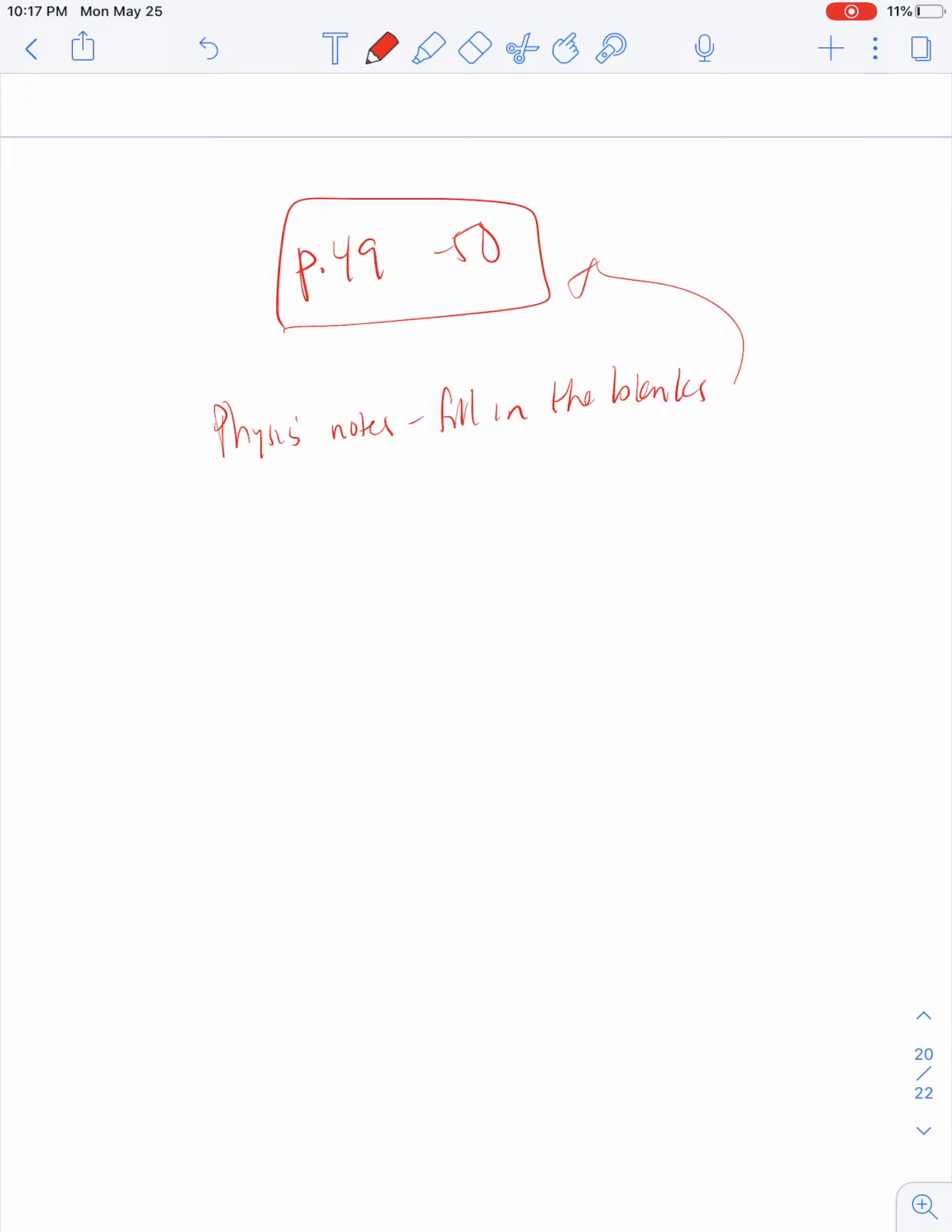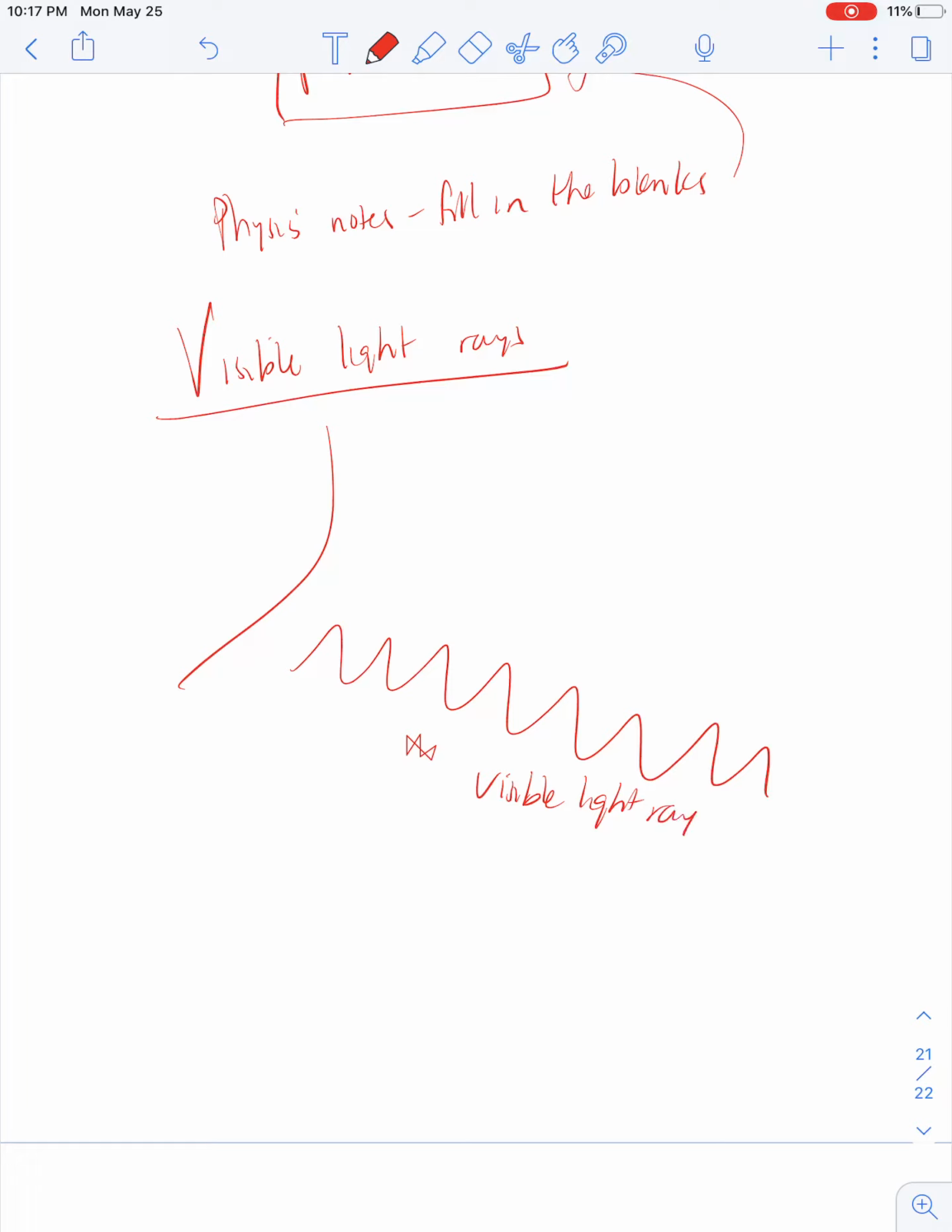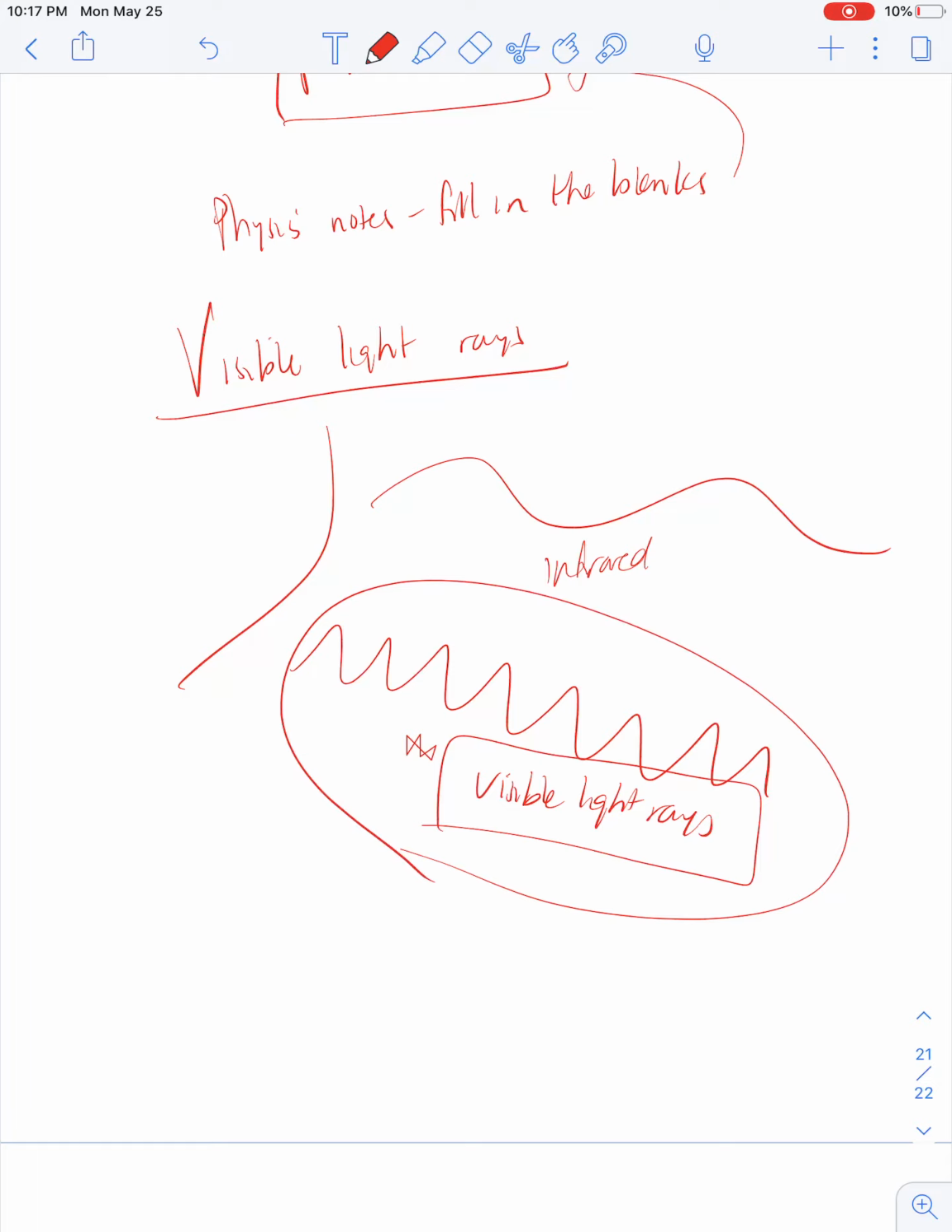Okay, so I already talked a little bit about radio, microwave, infrared. I'm just going to go a little bit deeper into visible light. So visible light rays coming from the sun, right? So here's the sun, and then one part of the sunlight is the visible light rays. Visible light rays come from the sun, and this is what allows us to see, right? So you guys know the sun emits infrared waves because you can feel the heat coming from the sun, right? But we can't see infrared waves.